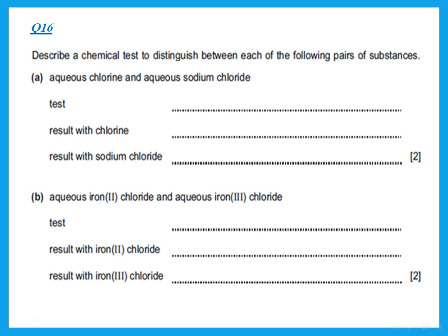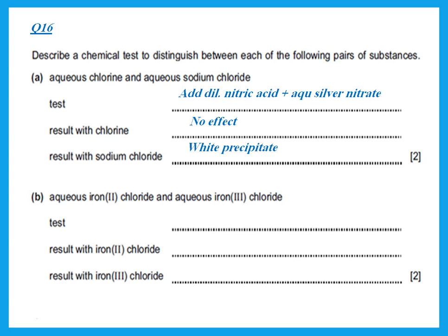How do I distinguish between chlorine, and in this case, he's saying aqueous chlorine, that means it's a solution, and chloride? So if I say add dilute nitric acid and silver nitrate, this is test for which one? This is test for chloride. So the result with chlorine is no effect. With chloride, I get a white precipitate.